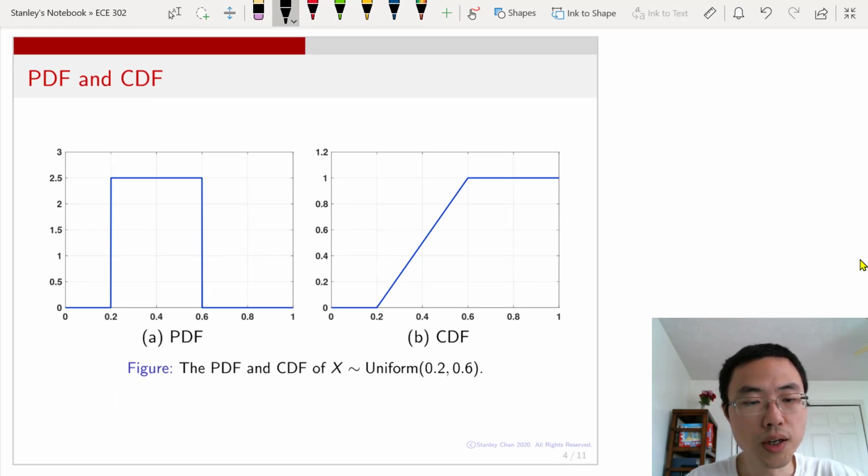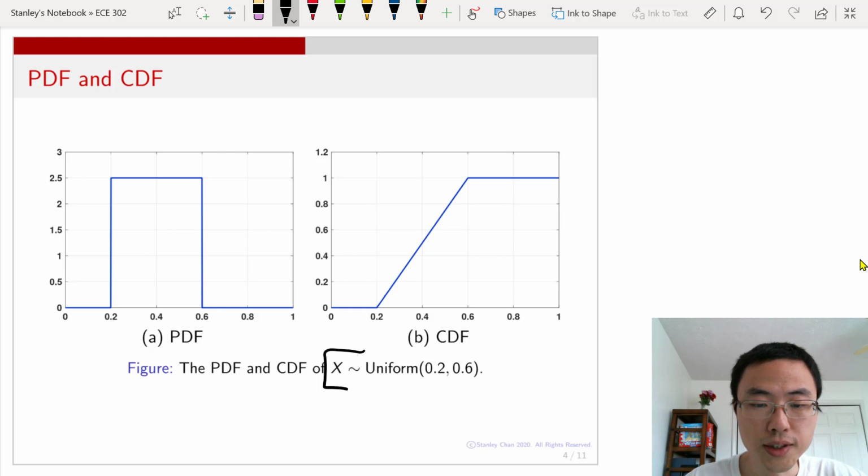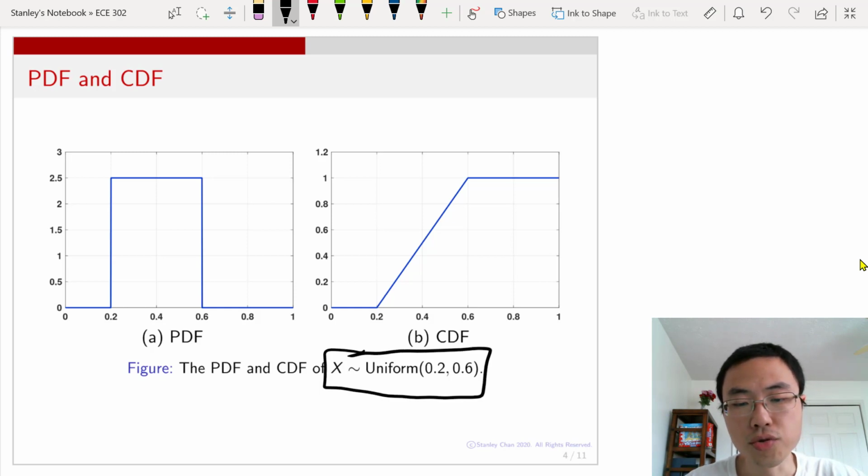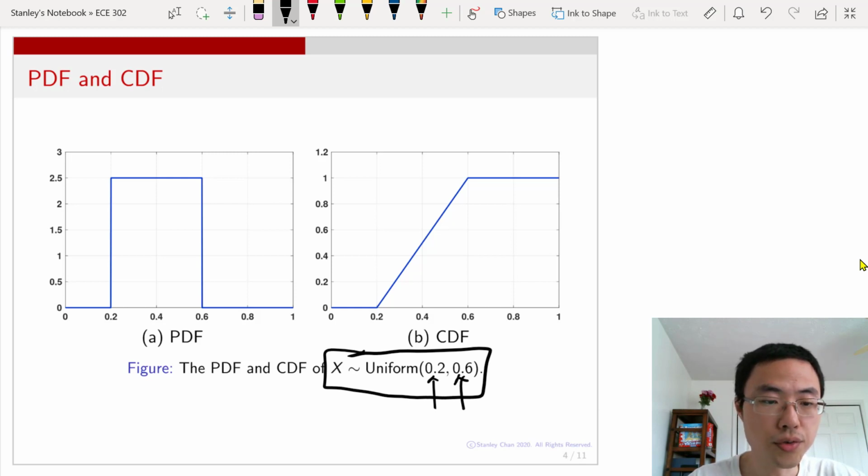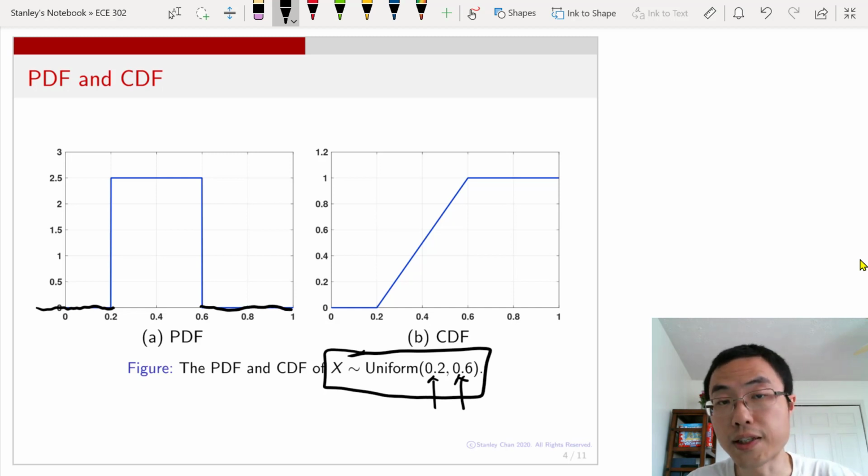Okay, so this is the PDF of a uniform random variable. This random variable is defined as X drawn from a uniform distribution. The starting point is 0.2, the end point is 0.6. So we will draw a function as shown here. It will be 0 all the way until 0.2, and then you jump to a certain constant, and then you go back to 0 after 0.6.